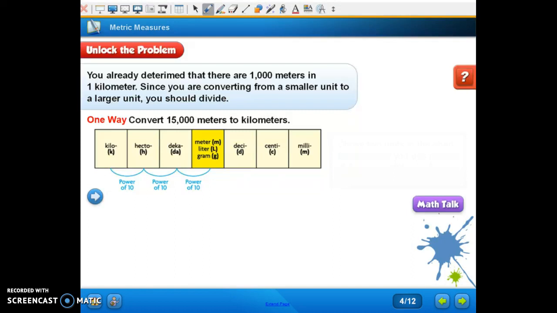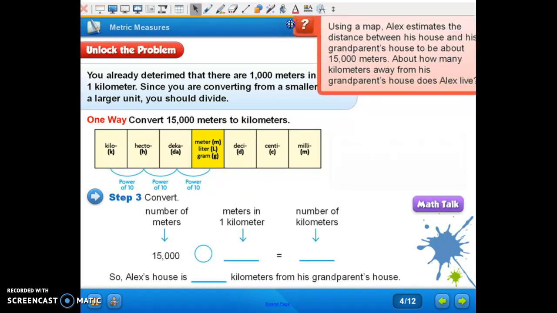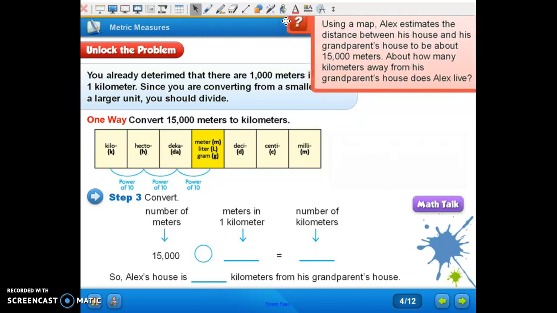Okay, so you already determined that there are 1,000 meters in 1 kilometer. Since you are converting from a smaller unit to a larger unit, you divide. Remember that our problem, what we need to find out here is, he lives 15,000 meters. They want us to put that into kilometers. Convert, it says. Number of meters, 15,000. Okay, we're going to divide that by what? How much bigger was a kilometer? This says meters in kilometers. What did we decide? 1,000. So we're going to divide by 1,000. So the number of kilometers is what?